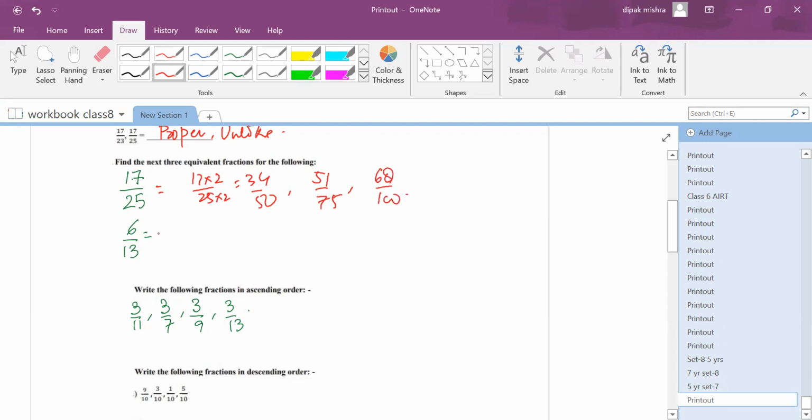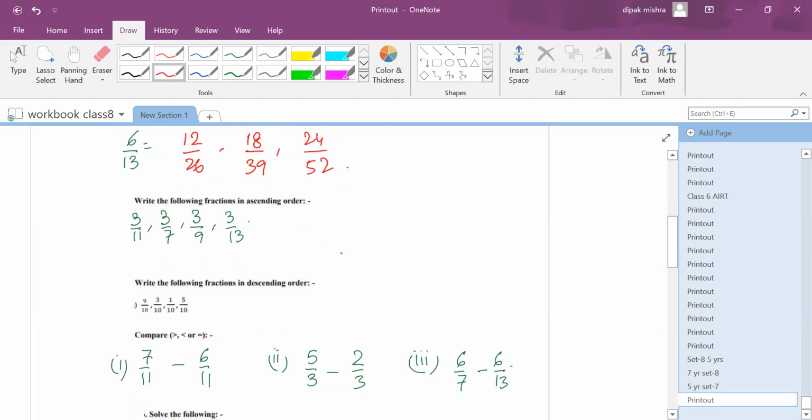Okay. Similarly, for the second one, 6 by 13, multiplied by 2, top and bottom, will be 12 by 26. Multiplied by 3, it will be 18 by 39. And multiplied by 4, it will be 6 times 4, 24 by 52. Okay. So these are the next three equivalent fractions.